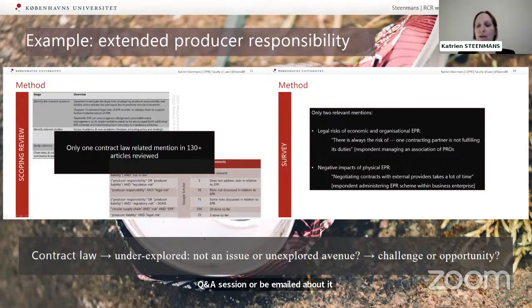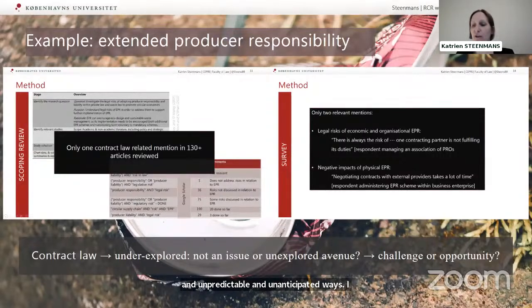But essentially, as part of the project, I've examined the extent to which contract law in relation to legal risks of EPR is considered. In a review of more than 130 articles that mentioned legal dimensions of EPR, contract law was only mentioned once, even though contract law is a fundamental piece of collective responsibility schemes, and in many individual EPR schemes will also have a role. And the single mention was in relation to regulatory risk, in that contractual arrangements were identified as an opportunity to address some of the challenges posed by the regulatory risks of laws and policies changing in unpredictable and unanticipated ways.